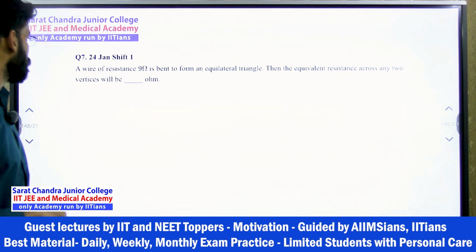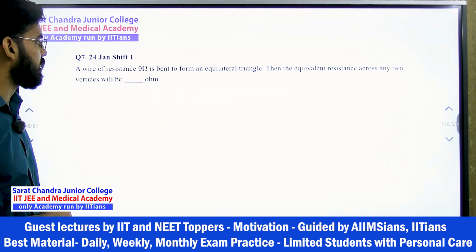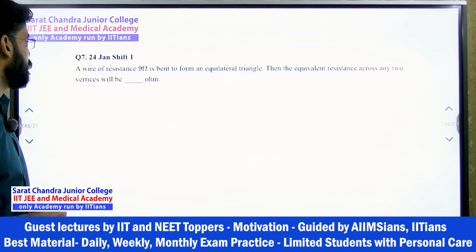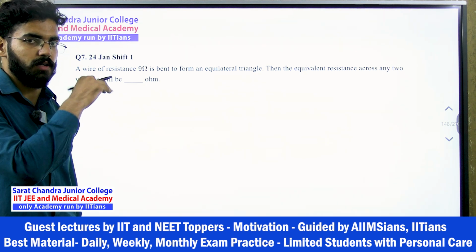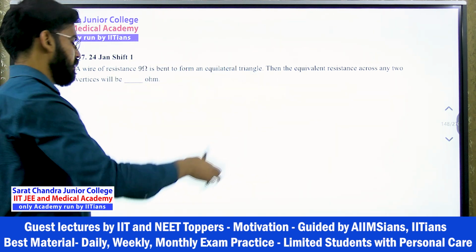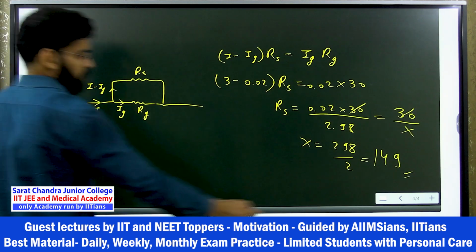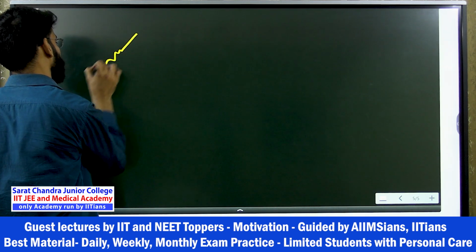Okay, seventh question. A wire of resistance 9 ohm is bent to form an equilateral triangle. Then the equivalent resistance across any two vertices will be. Okay. So sixth question we removed basically because it carries some other concept also, right? So we move it to the next chapters so that you don't get confused. See what he's saying. The triangle you formed.